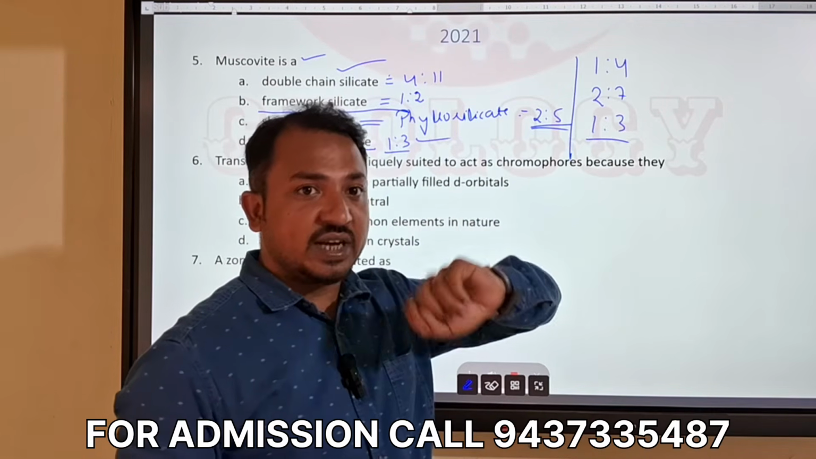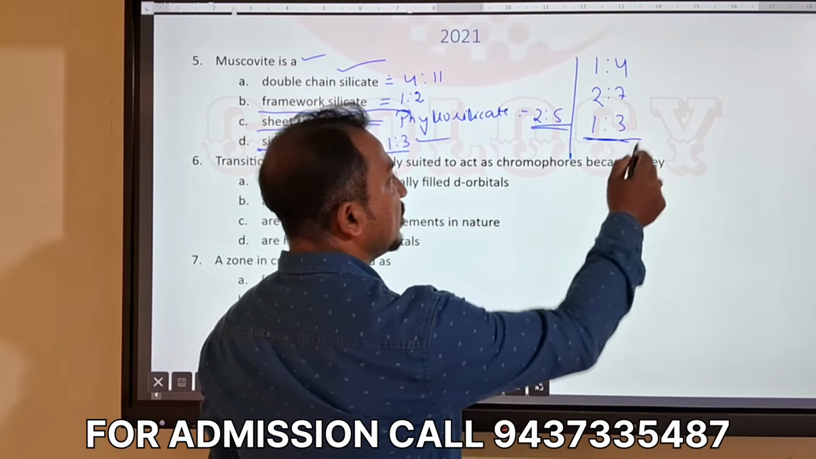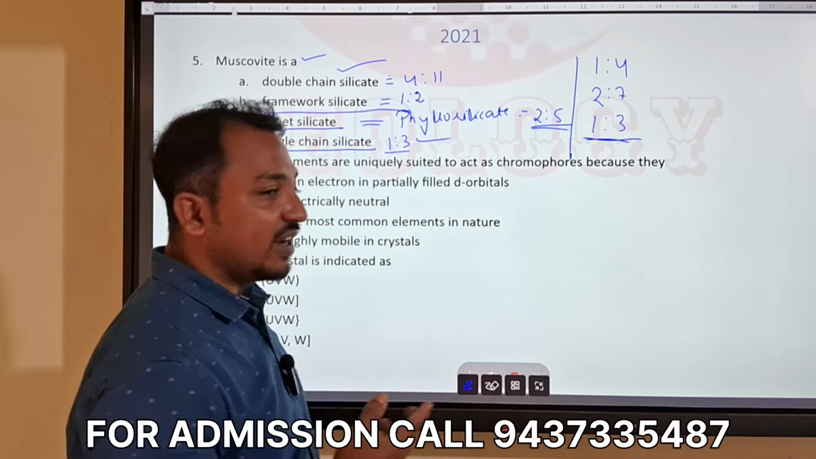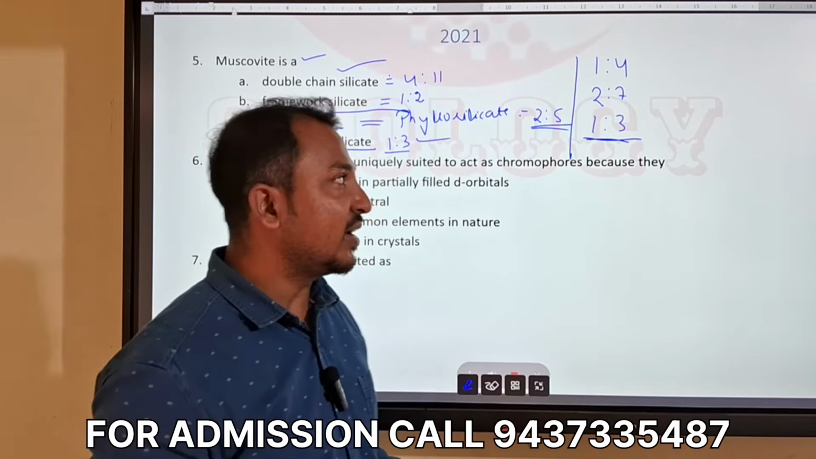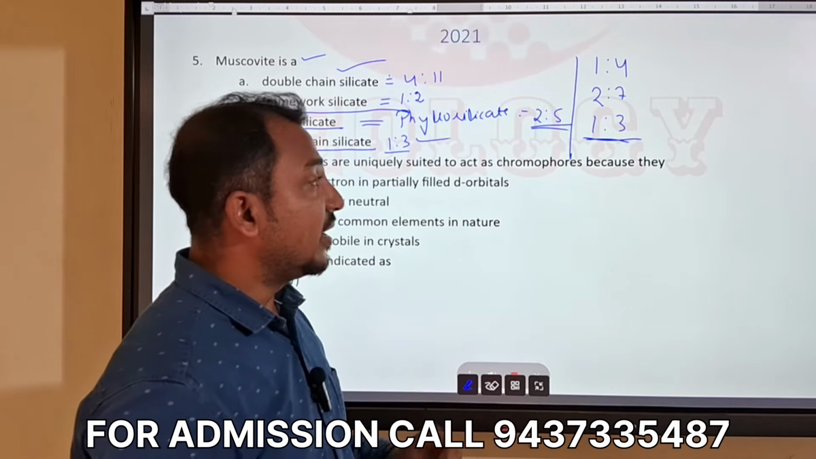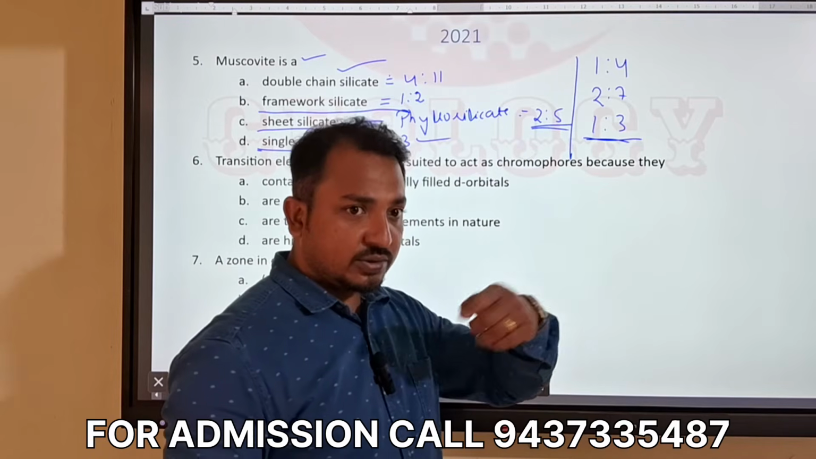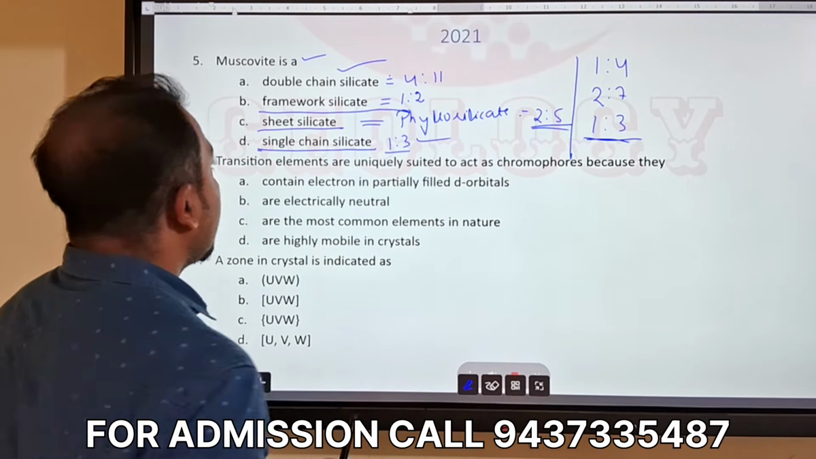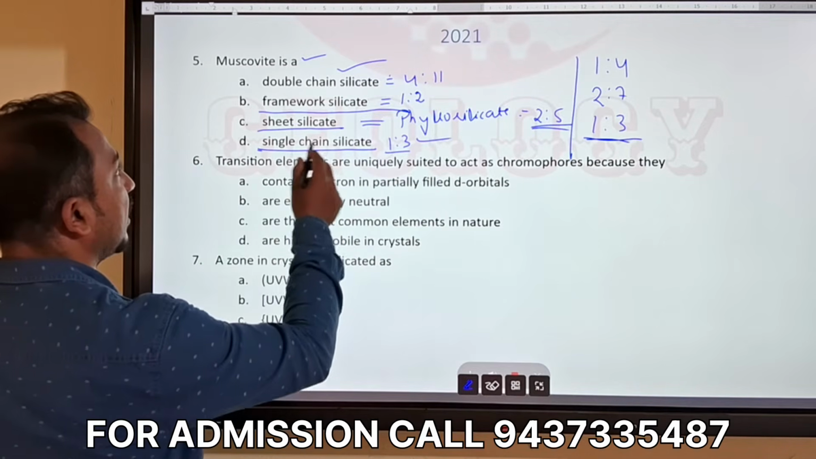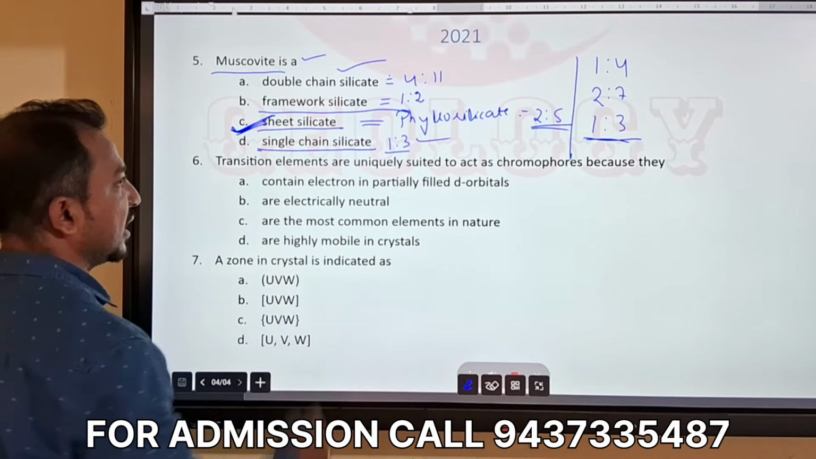1:4, it consists of a single tetrahedra, doesn't share any of its oxygen. Then 1:3, that is cyclosilicate. They share two of their oxygen, but they occur in a cyclic manner. Take the example of beryl, that is a cyclosilicate. So here muscovite will belong to sheet silicate. So the answer will be sheet silicate.